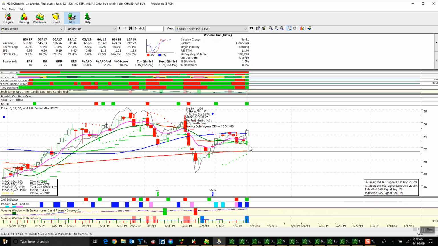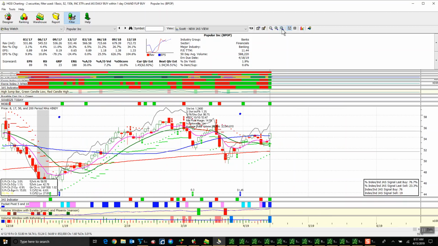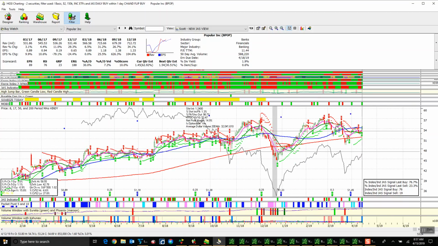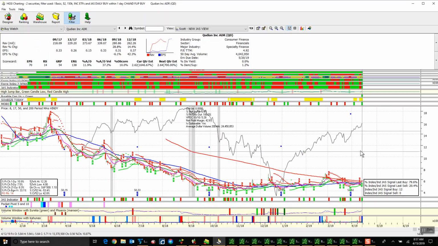The other one in this list was Cudian. This is a bottom fish play. This is how I found Tandem last year. I'd wait till it broke above the 200. In this consumer finance group, look at the earnings per share growth coming in.